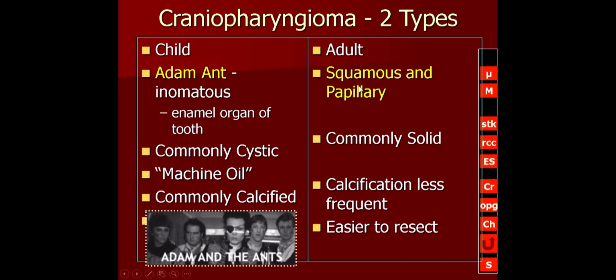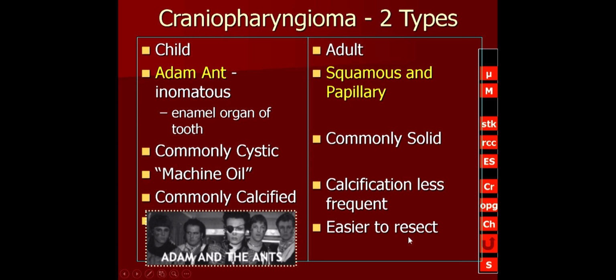It has a squamous histology and sometimes a papillary histology. It's not cystic, it's a solid tumor. It doesn't calcify, but it's easier to remove because it doesn't incite that reaction from the adjacent hypothalamus. So it's much easier to get it out.